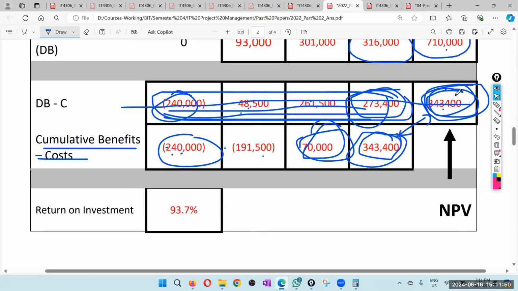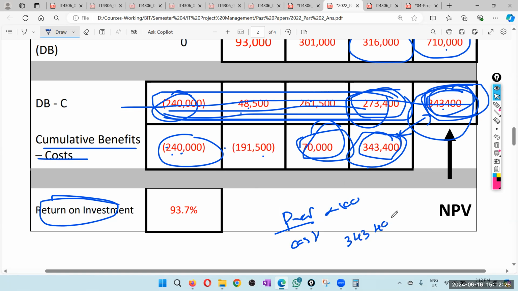So you can see this is the NPV value. And they have asked you to calculate the return on investment as well. So what is return on investment? Return on investment is same as profit percentage, but you use the discounted values. So you know profit percentage is profit divided by cost into 100. Your profit is net present value, time discounted profit. So therefore, that is 343,400. Then discounted cost, total cost.